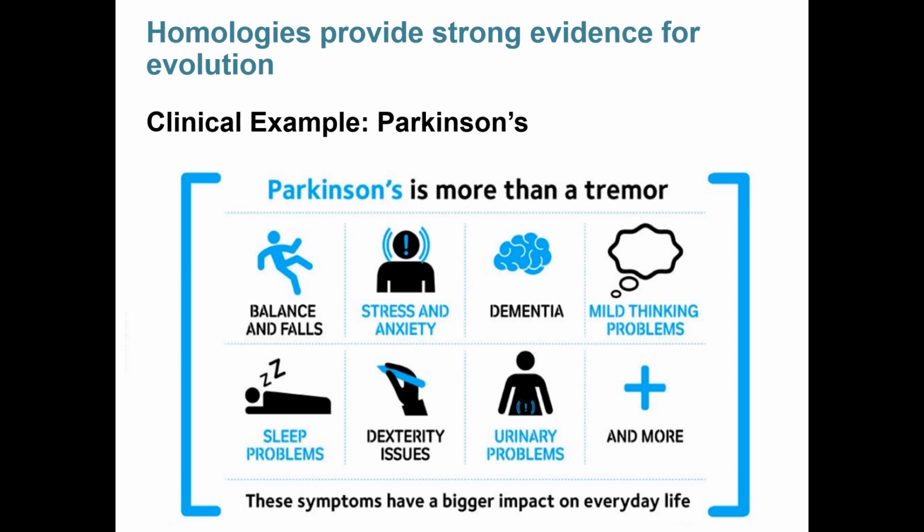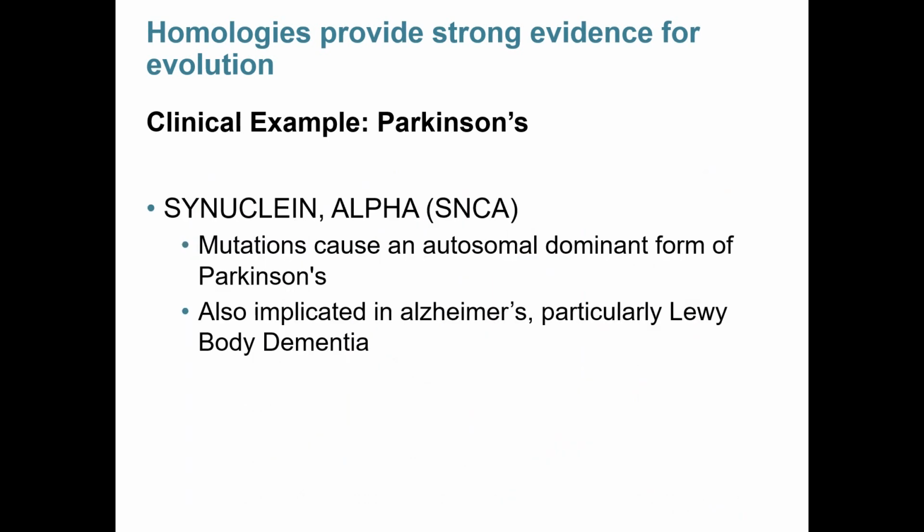Things like problems with balance, increased stress and anxiety, thinking and memory problems, and sleep problems. This is caused by a specific gene called synuclein alpha, or SNCA. Mutations in this are autosomal dominant, and they cause Parkinson's, and sometimes they're implicated in Alzheimer's and Lewy body dementia.